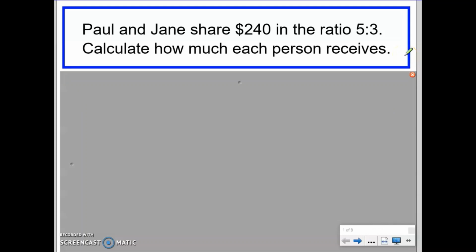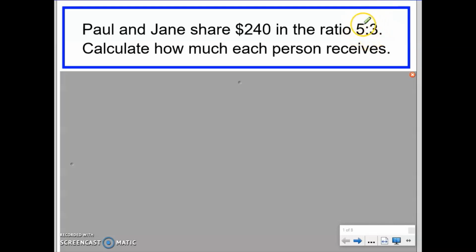Hi there, and welcome to this video on dividing in a given ratio. We're going to look at questions when you're asked to divide a quantity, to divide a number into a given ratio. So we're going to be asked to divide a quantity into the ratio that appears in the question.